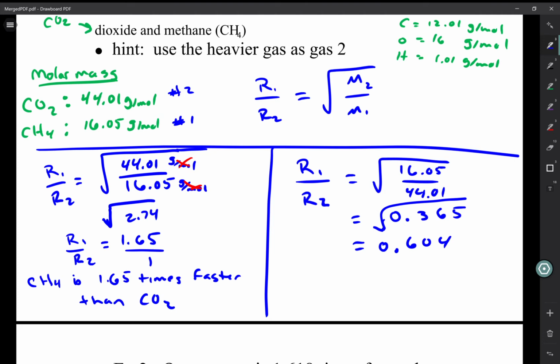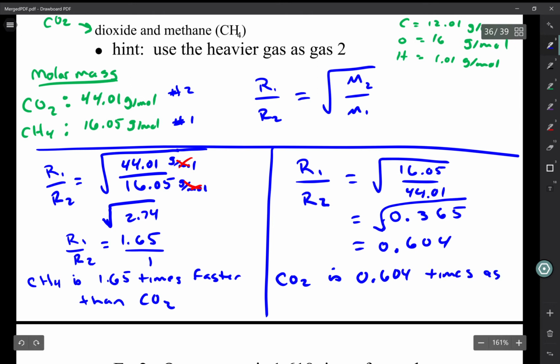If we state it the same way with this, R1 here is CO2. CO2 is 0.604 times as fast, which is less than 1, meaning it's technically slower, as CH4. So they're both correct answers. The one on the left makes a little more sense in how we usually explain things, but if you did it either way, you get either one of those answers. Technically, you're correct when you're looking for the ratio of rates.